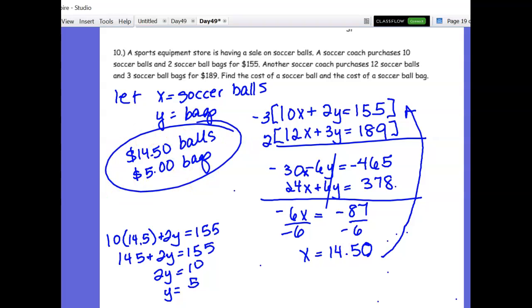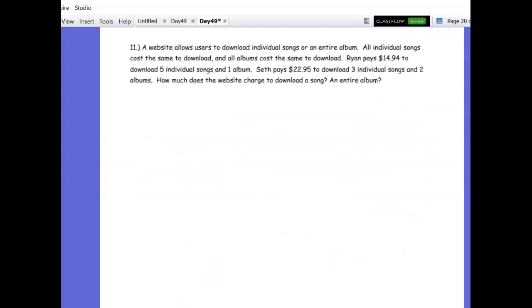All right, the last word problem that we have is number 11. The website allows users to download individual songs or an entire album. All songs cost the same to download. All albums cost the same to download. Brian pays $14.94 to download 5 songs and 1 album. Seth pays $22.95 to download 3 songs and 2 albums. How much does the website charge to download a song, and how much for the album?